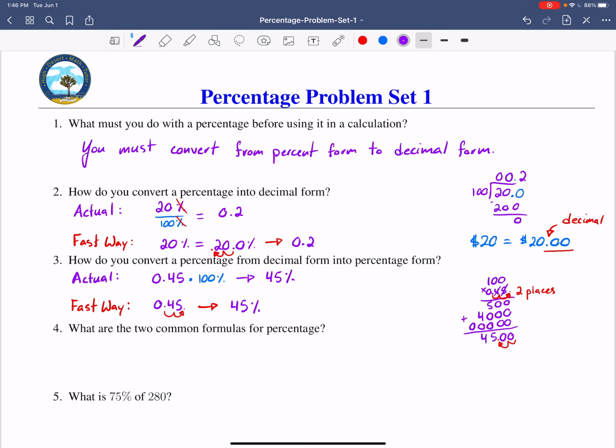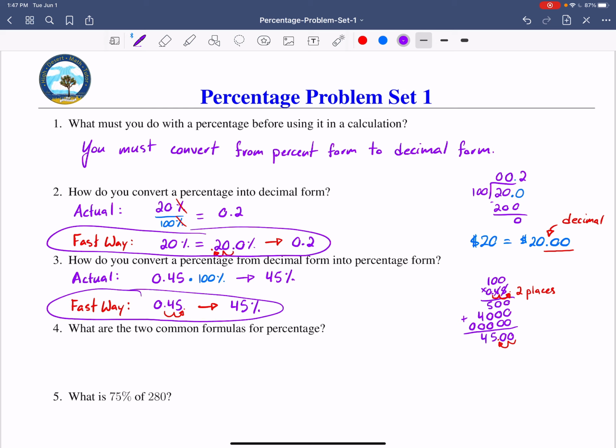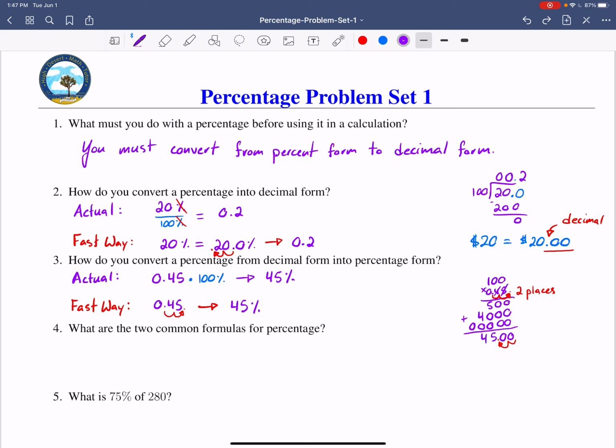So this is one of the most common mistakes people make, especially on the ASVAB when they're working percentage problems. They forget to convert the percent into decimal form before using it in a calculation. But then many people also find themselves wasting a lot of time during the test trying to multiply by 100 and divide by 100, where the fast way is always just to move the decimal either 2 places to the left or 2 places to the right, and you're done. You just have to remember which way to go.